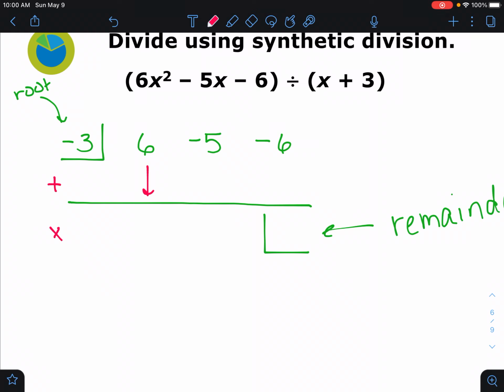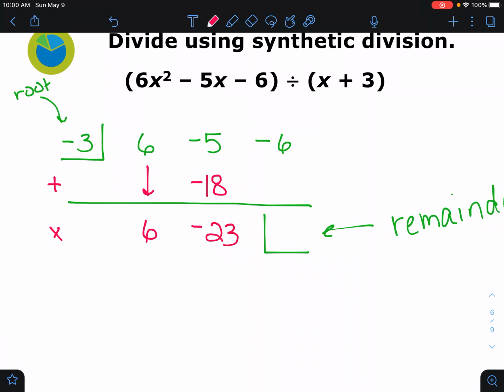You're going to bring the 6 down. Okay, now I'm going to take and multiply these two right here and then put it right here. So negative 3 times 6 is negative 18. We're going to put that right here. Okay, and now then these two we now add. So negative 5 plus negative 18 is negative 23.